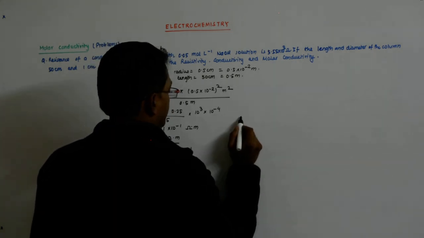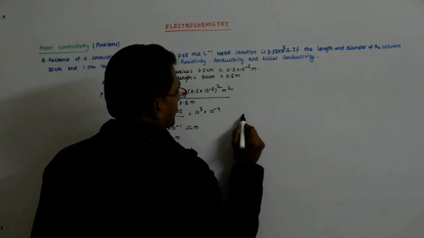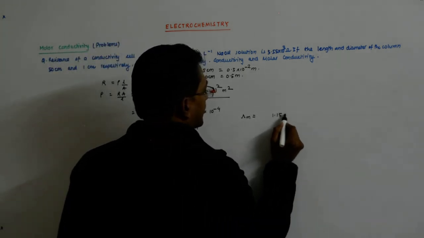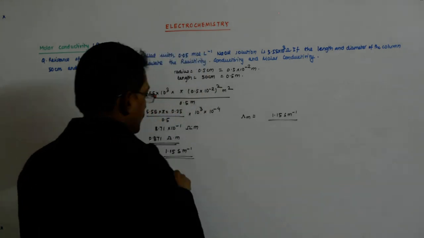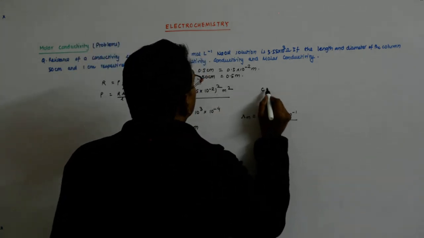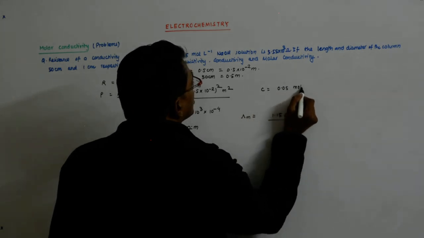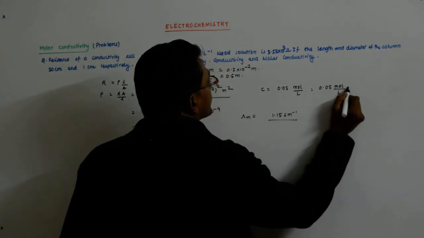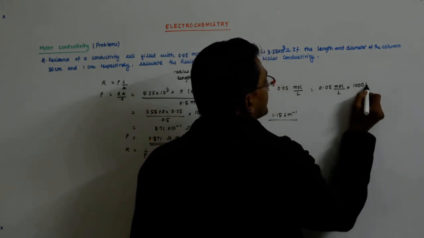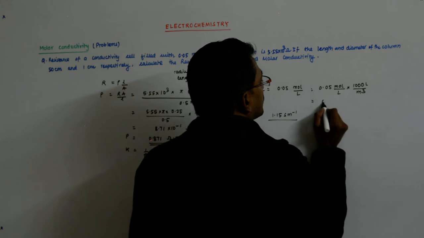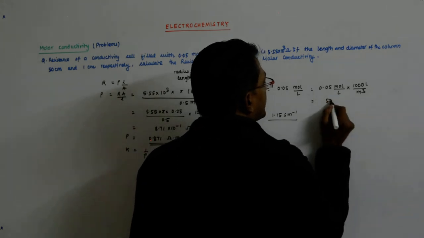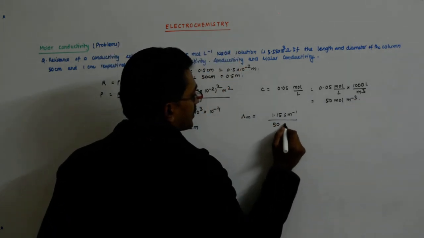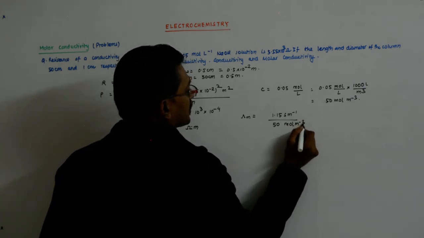And the molar conductivity, lambda m, is equal to the conductivity, that is 1.15 siemens per meter, divided by the concentration in mole per meter cube. What's my concentration? My concentration is 0.05 mole per liter, which is equal to 0.05 mole per liter into 1000 liter per meter cube. So that is equal to 0.05 into 1000. That is 50 mole per meter cube, right? So this divided by 50 mole per meter cube.